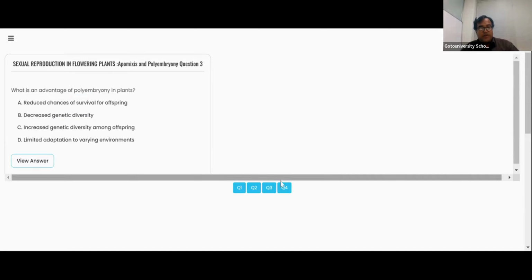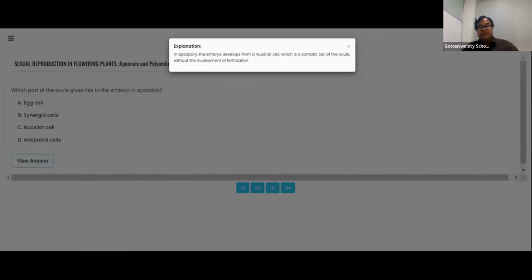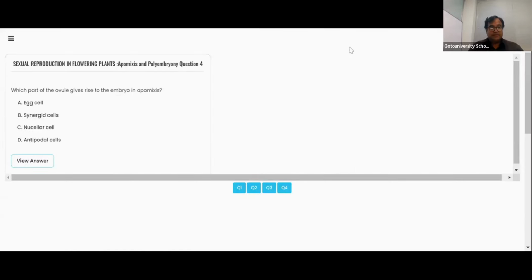Now we are entering question number 4. Which part of the ovule gives rise to embryo in apomixis? Now only we finished it, now only we spoke about it. Among the egg cells, synergids, nucellar cells, nucellar cell is the correct answer. Nucellar cells are very important for making the embryo, which we discussed in apomixis already. So we should be very careful in saying all this information.